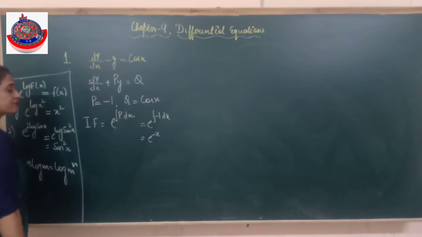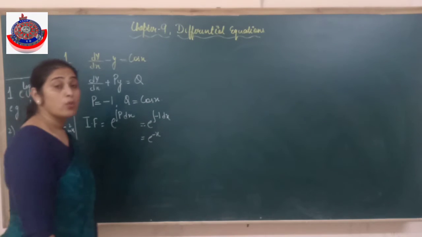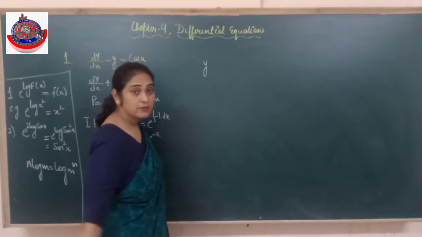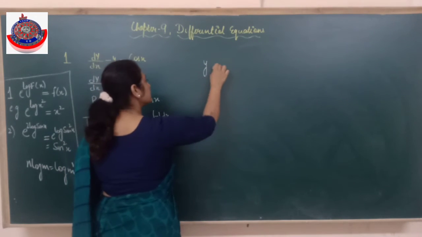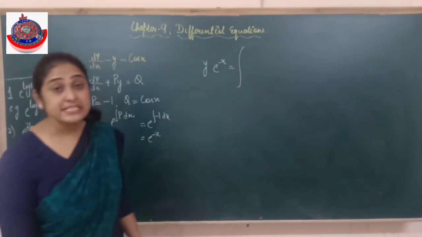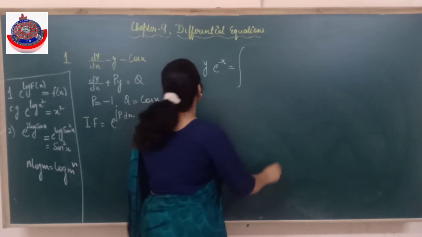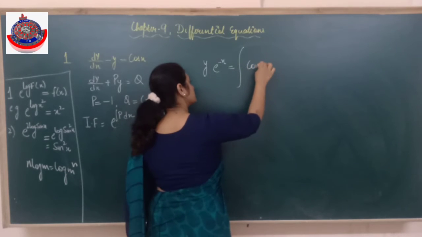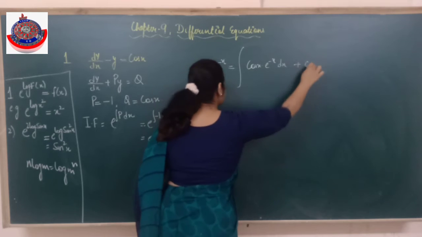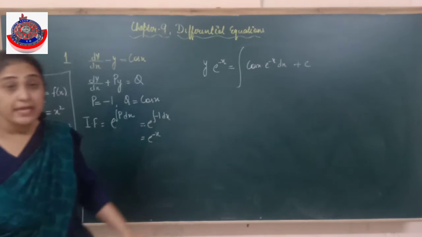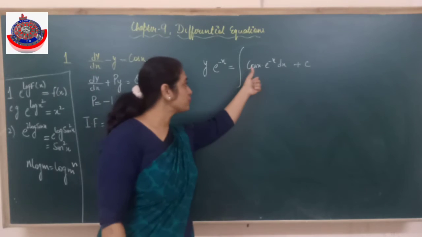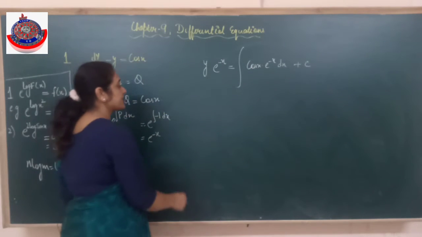So this is my integrating factor. Now what do we do? What is the next step? Solution. y into integrating factor equals integration of q into integrating factor plus c. Is it clear? I have to integrate now. This question is over; I have to integrate this portion. So let's take it as I.